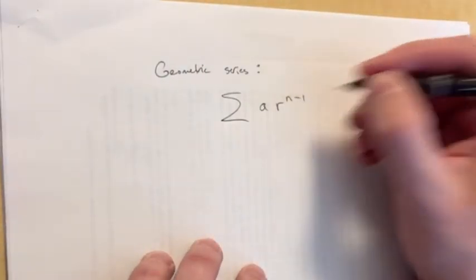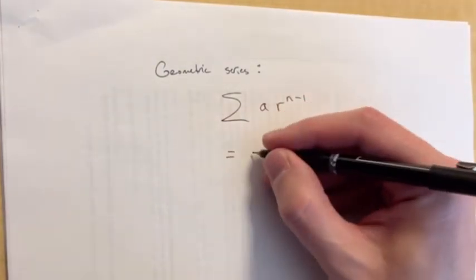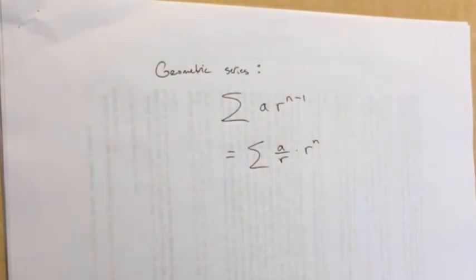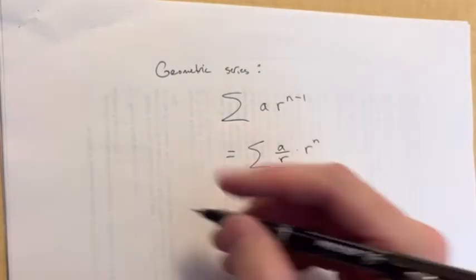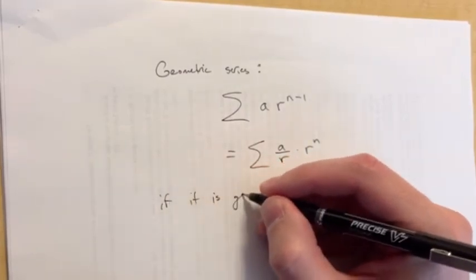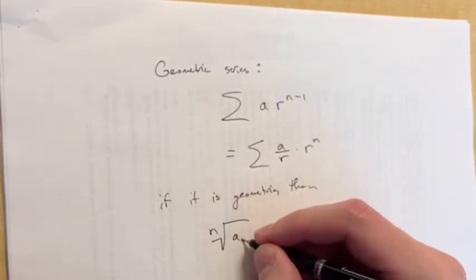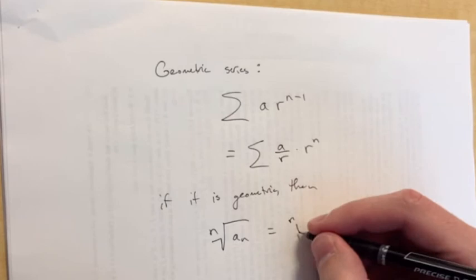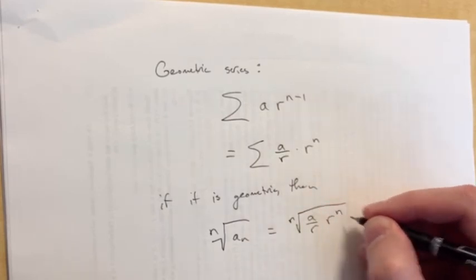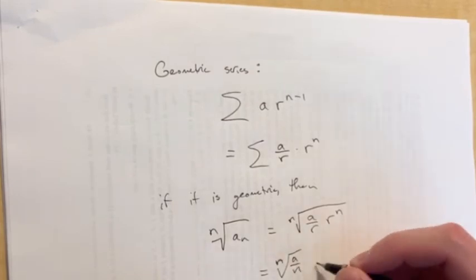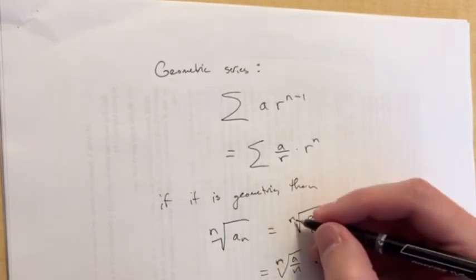Now, technically, it's r to the n minus 1, but that really is not very important. Another way you could say this is it is equal to a over r times r to the n, just to avoid having to deal with that n minus 1. But anyway, if you do have a geometric series, then when you take the nth root of a_n, what you get is the nth root of a over r times r to the n. Now this nth root of a over r is just a constant. But then when you do the nth root of r to the n, you get r.